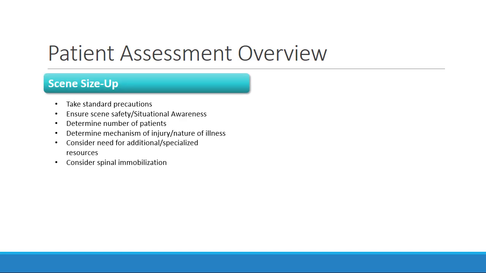So as we begin looking at the patient assessment, still as part of an overview, I'll go through each segment and summarize what we're going to do, and then there will be multiple videos for these different segments. So in your scene size up, this is where you will take standard precautions, and we will talk about that. You'll ensure scene safety and situational awareness. You determine the number of your patients. Determine the mechanism of injury or the nature of the illness. You'll consider the need for additional or specialized resources, and you'll also consider the need for spinal immobilization.